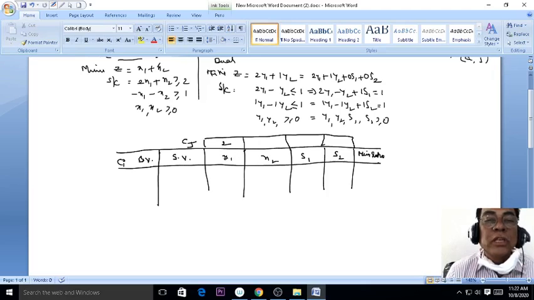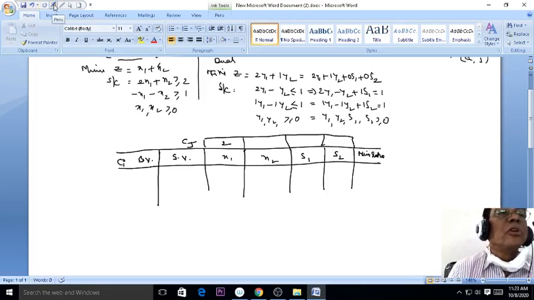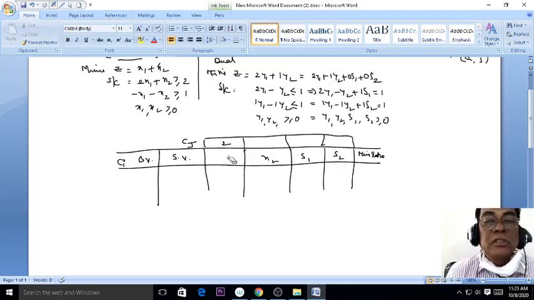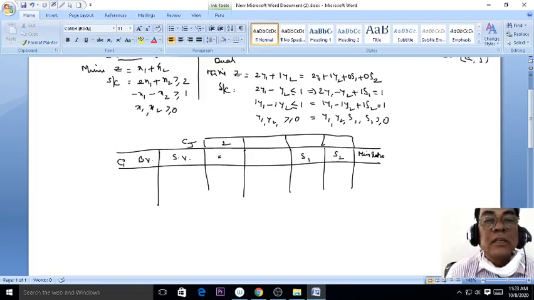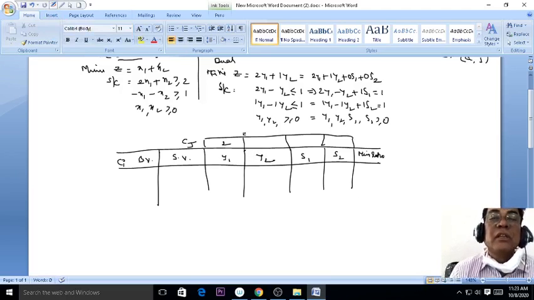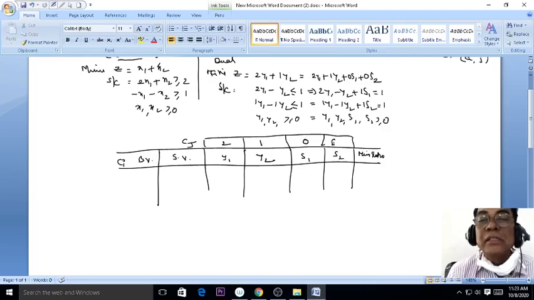Sorry, instead of x1, introduce y1 only, because we are in the dual. So come to this point, better to remove this part, because we are in y only. That's all. Now come to this point. Here it is y1, y2, not x1, x2, because dual. So 2, 1, 0 and 0.